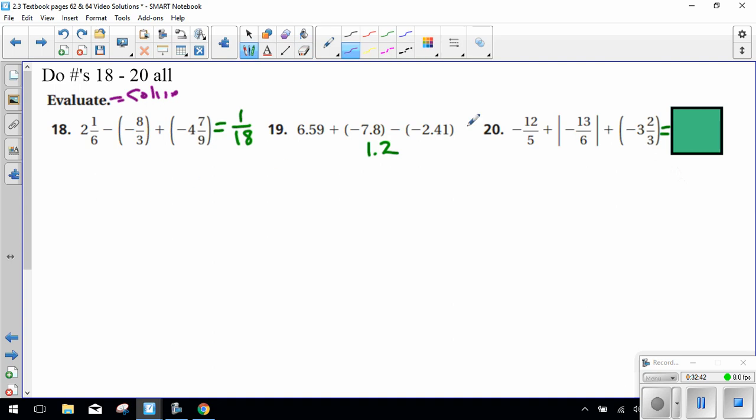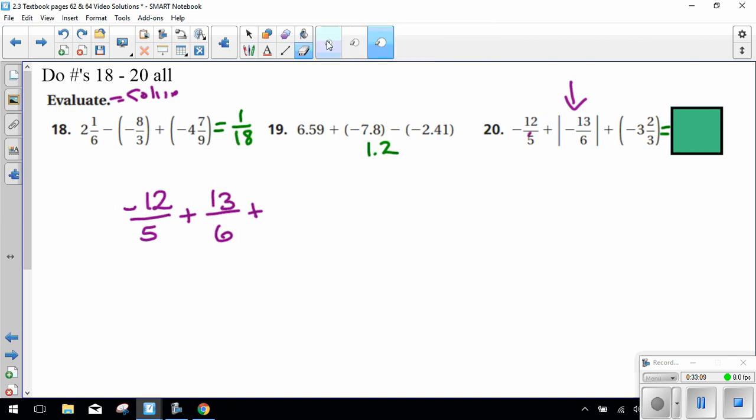Okay, so for number 20, we have negative 12 over 5 plus the absolute value of negative 13 over 6 plus negative 3 2/3. So what I'm going to do is evaluate those absolute value bars. So I have negative 12 over 5 plus the absolute value of this is 13 over 6 plus, and since these two are improper, I'm going to make that last ratio improper as well. So 3 times 3 is 9, plus 2 is 11. So I have negative 11 over 3.